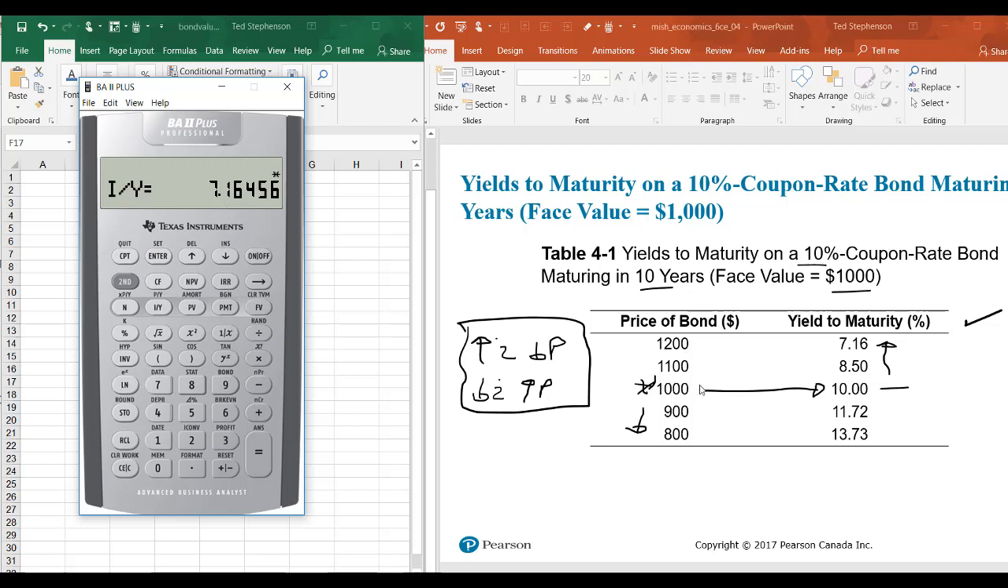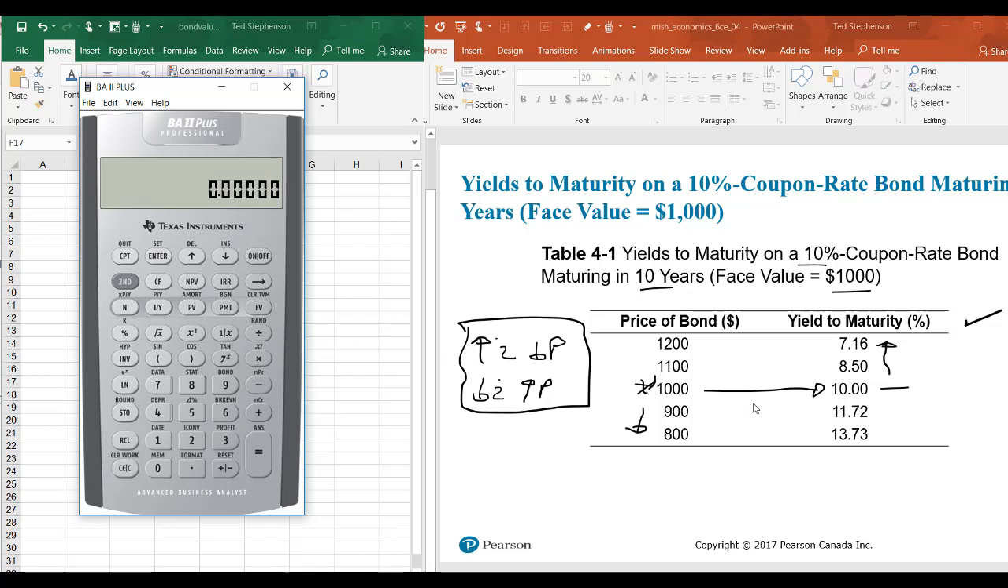We simply compute the I/Y, and we've got 7.16 yield to maturity because we can see here that the par value is 1,000 and the coupon rate is 10%. So if the price has gone up, the yield to maturity or the interest rate has gone down. Okay, so then it's really easy to run through these. If I just change the price of the bond and leave all the parameters the same, we could just do 1,100, make that a negative present value, and then compute the I/Y, and we've got 8.4958, 8.50.